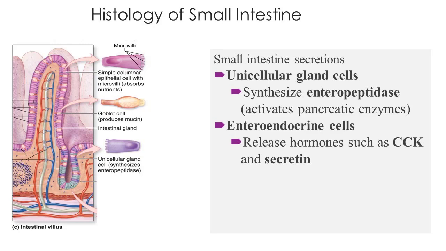But then we get down into the intestinal glands, and this is where we are going to have cells that are secreting materials. Some of these cells synthesize enteropeptidase. What is a peptide? It's a short protein. And we've got an ase on the end. So in this case, enteropeptidase is going to activate pancreatic enzymes. And those are going to be dumped in at the duodenum. We also have some more of those enteroendocrine cells.